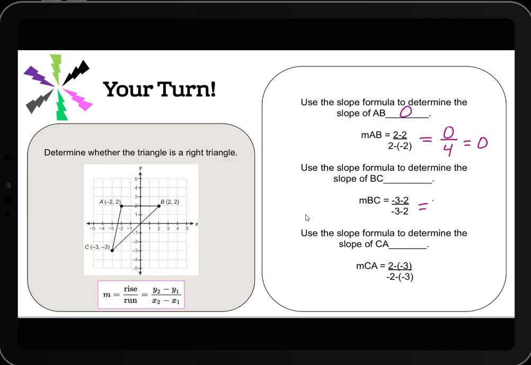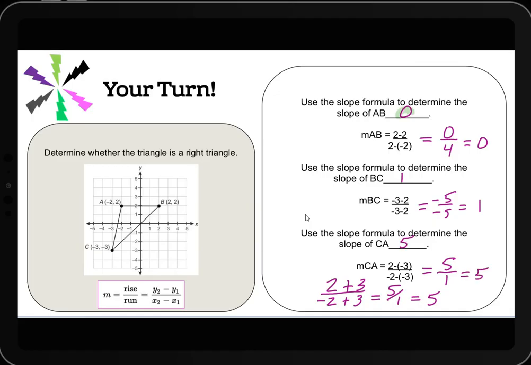Here we have -5 divided by -5, which is +1 for our slope for BC. And then for the final segment CA, we have 2 minus -3. 2 minus -3 is going to be +5, and we're going to divide by a +1. Now, if you didn't see that, that's 2 plus 3 divided by -2 plus 3, because you have minus minus. So you get 5 over +1, which means the slope is just 5.